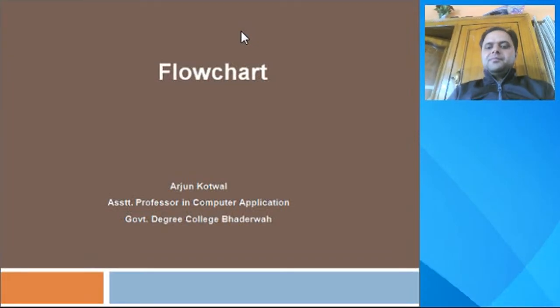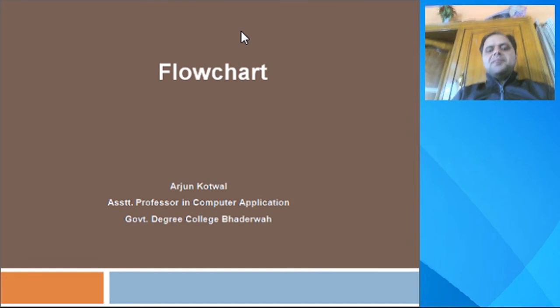Hello students. So today's topic is flowchart. Flowchart is the pictorial representation of the steps of the algorithm. For example, for solving a problem, we have created some steps of an algorithm. We will draw a flowchart. We will use a pictorial representation of those steps written in the algorithm.